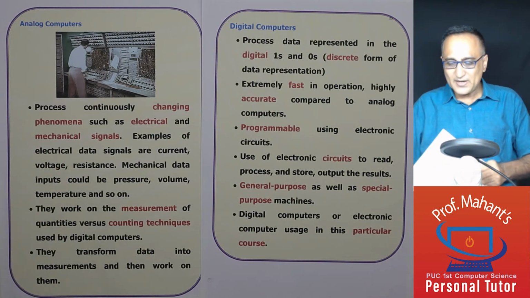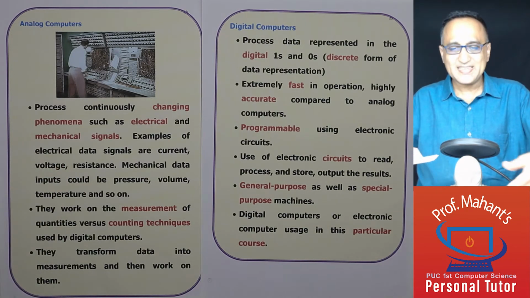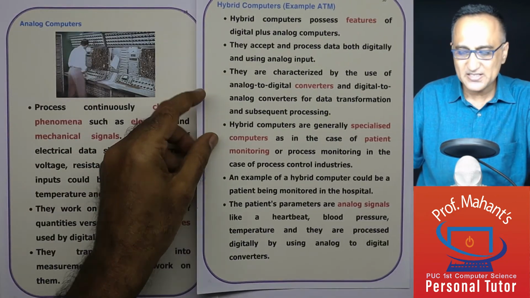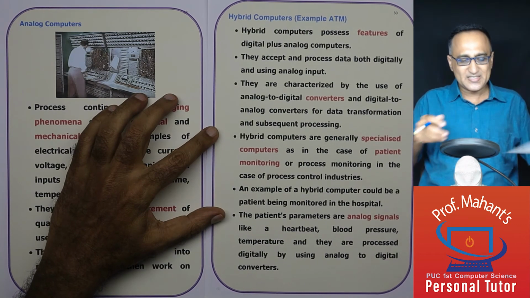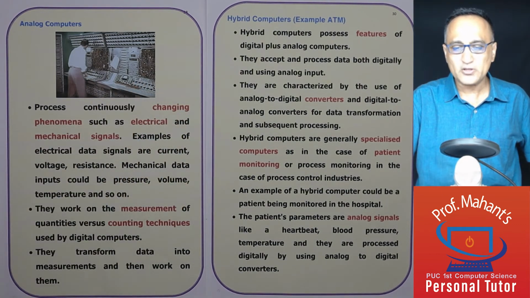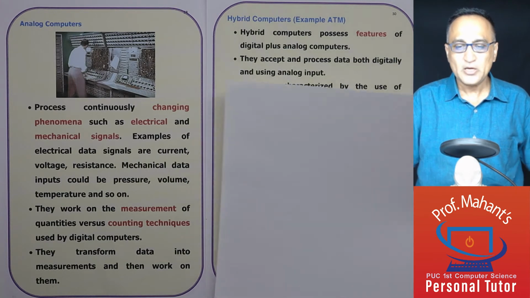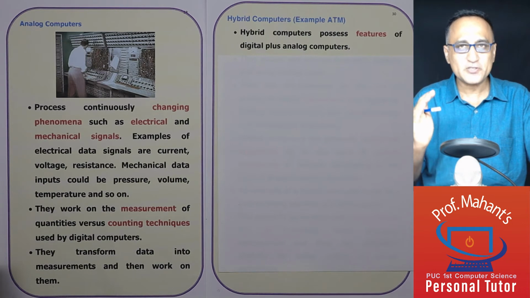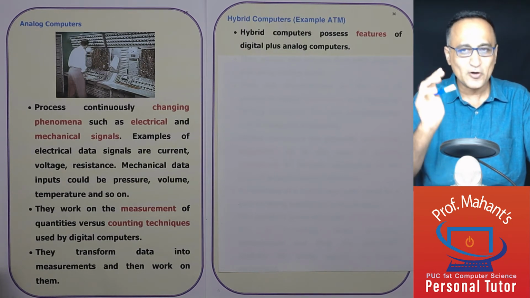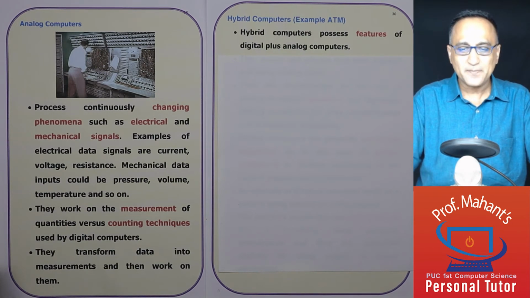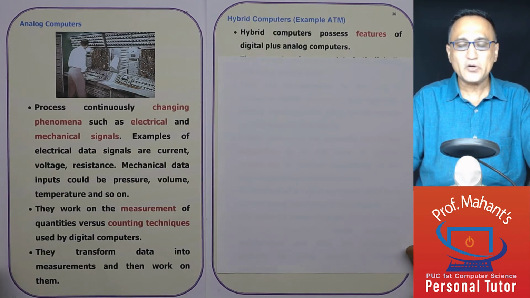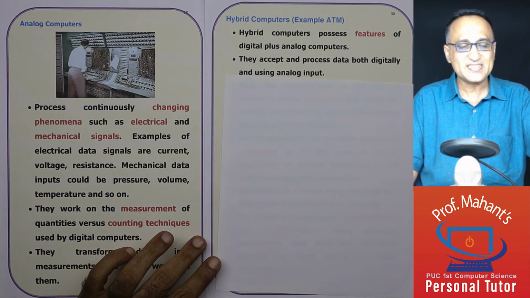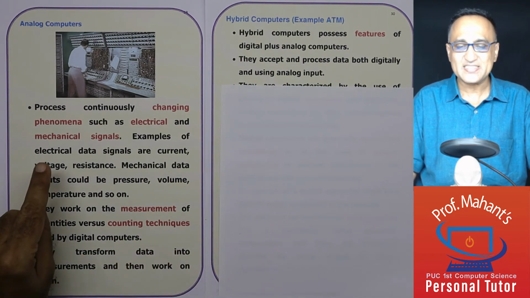Now, let's try to understand what exactly we mean by a hybrid computer. The best way to understand or remember what is a hybrid computer is to think of examples like an ATM or a patient monitoring system. Now, what is a hybrid computer? A hybrid computer is a computer which possesses the features of both a digital and an analog computer. Now, what does that mean? It means they can accept input which is both digital signals, that is zeros and ones, as well as signals like electrical and mechanical signals.